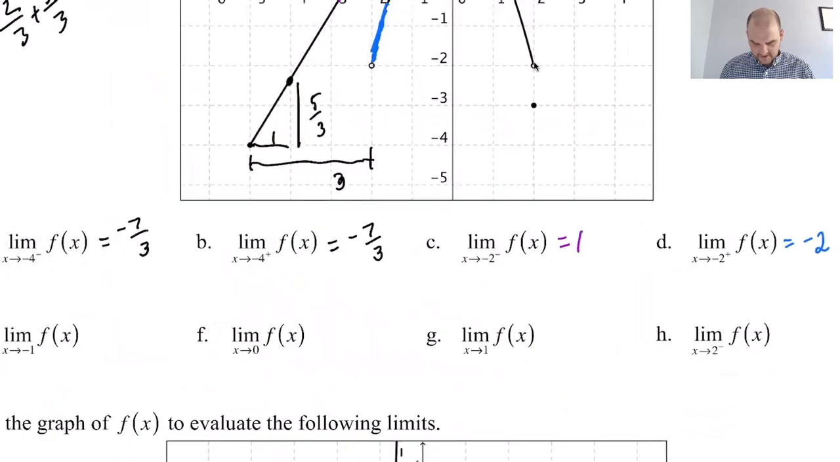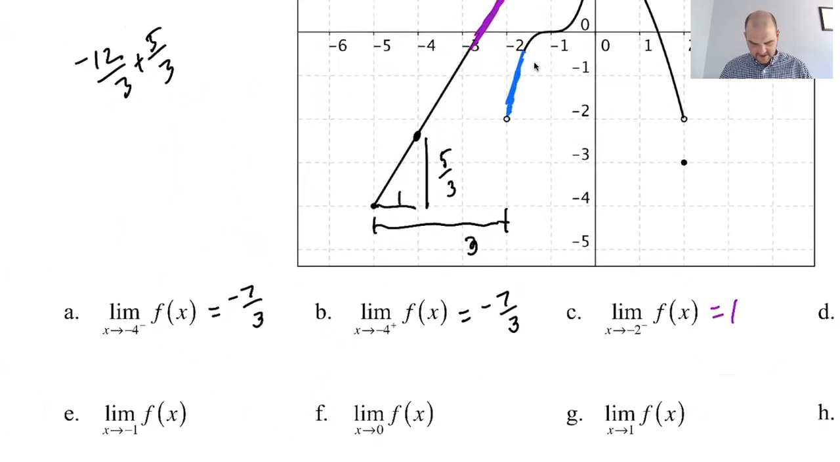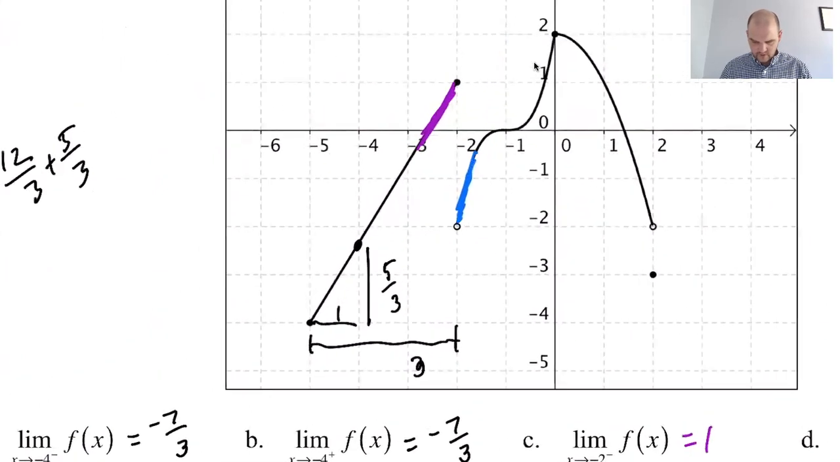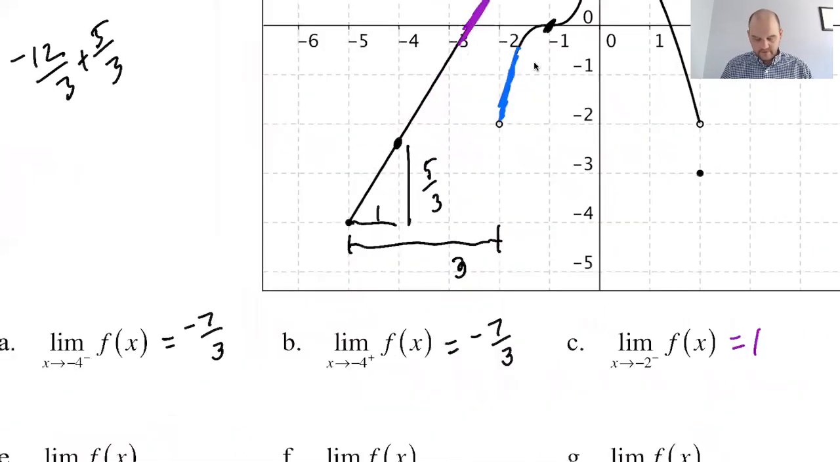So sometimes you trip over your words, especially when you're saying them really fast. Limit as x approaches -1 overall. I mean, we got a continuity situation here. So that's just going to be 0.